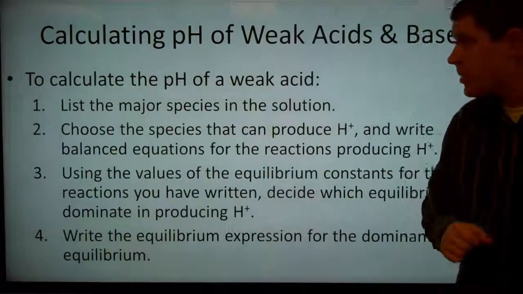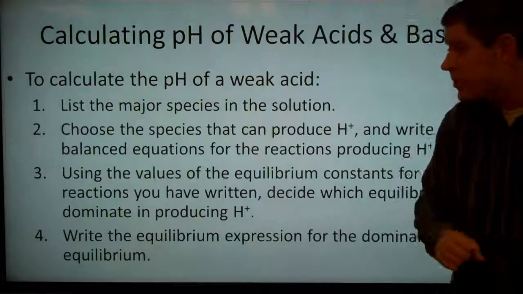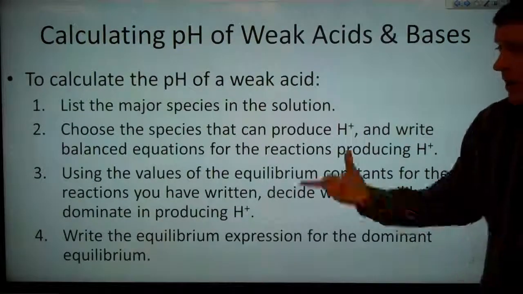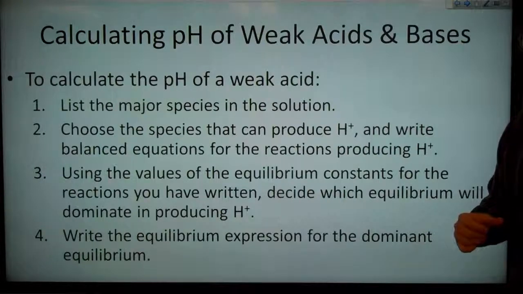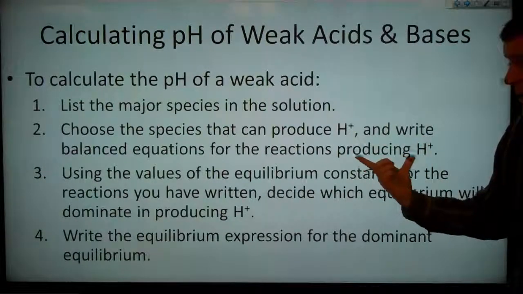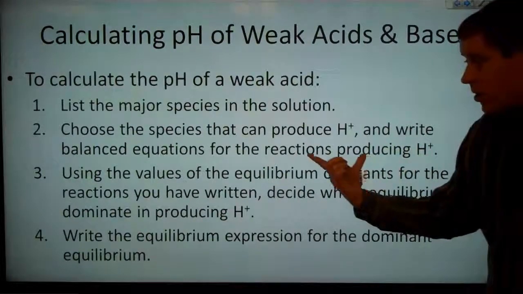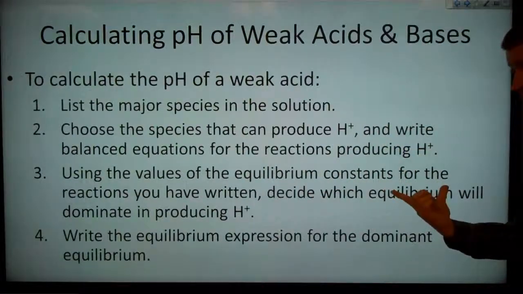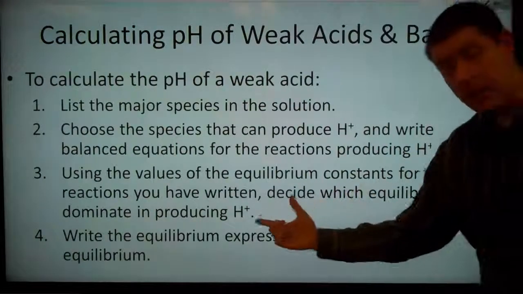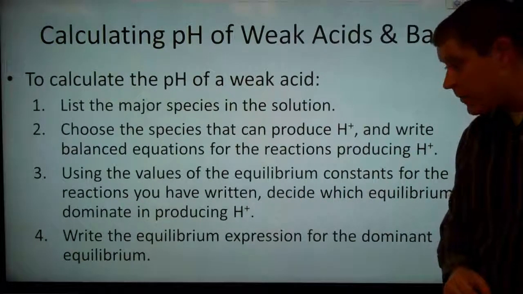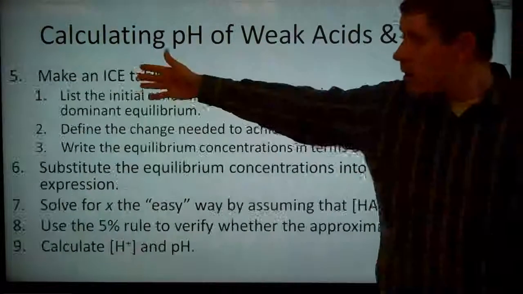If we want to calculate the pH of a weak acid, we've got some steps. First, list out the major species in solution. Second, choose the species that can produce hydrogen ion, and write balanced equations for the reactions producing hydrogen ion. Then, using the values of the equilibrium constants for those reactions, decide which equilibrium will dominate in producing our hydrogen ion. And then last, write the equilibrium expression for our dominant equilibrium.